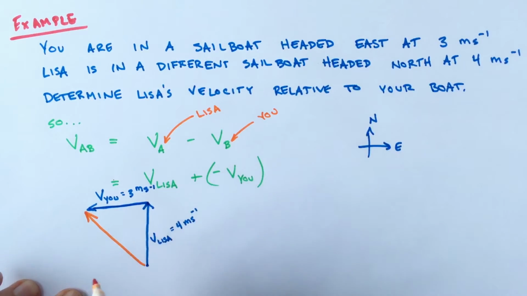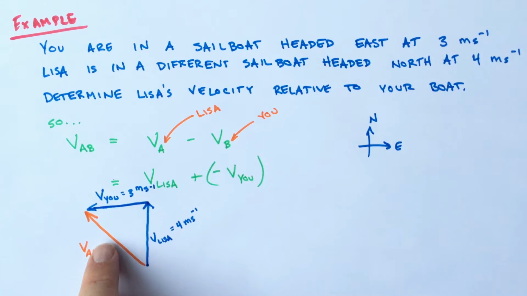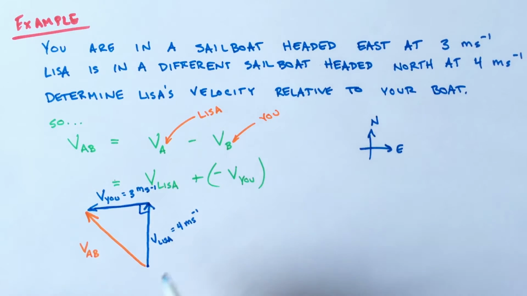So this is the resultant. This is going to be the velocity of A relative to B, or the velocity of Lisa relative to you. All right. And how do we determine the size of that? Well, this is a right triangle, right? Yours is going north and the other is west. So that's a 90-degree angle. We have a right triangle, and we can solve that.